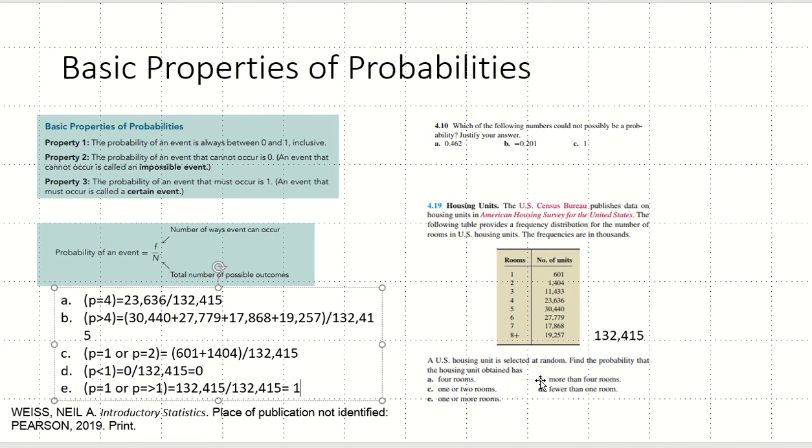So the chances of you picking a housing unit that has 1 room or more than 1 room is 1. You will definitely choose a housing unit that has either one or more than one room. All right, and so that's how we use the basic properties of probability to solve questions like that. Thank you.